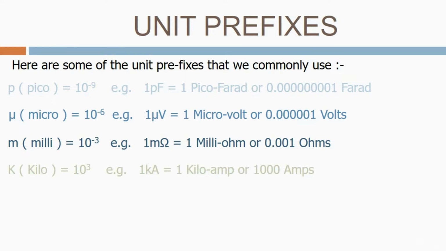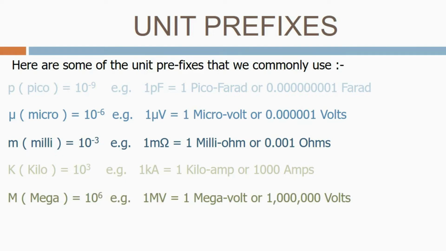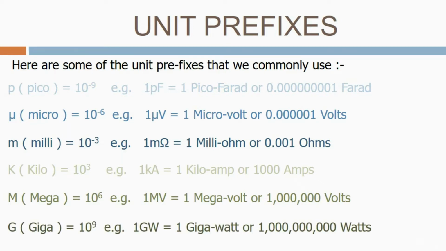Then we have K or kilo, that's 1,000 units, e.g. 1 kiloamp is 1,000 amps. Next is M or mega, that's a million units, e.g. 1 megavolt is a million volts. And finally G or giga, that's a billion units, e.g. 1 gigawatt is a billion watts.